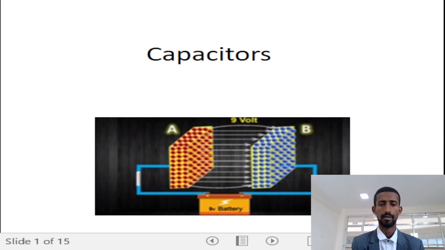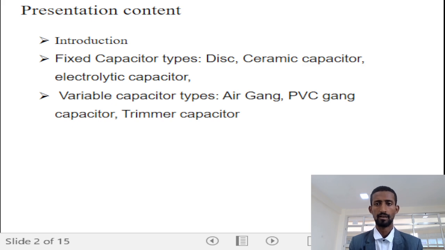In today's class, we'll see about capacitors, that is, types of capacitors. What types of capacitors do you know?